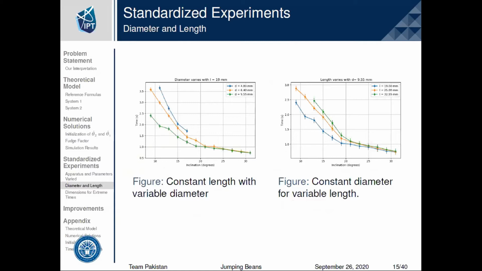If you go to this slide, you can see that we have analyzed the length and diameter of the capsules with the inclination and the time. In the first graph, you can see that for a constant length, the diameter is inversely proportional to time. So if you change the diameter, the plot slightly shifts. And if you see the right plot, for a constant diameter, the length is directly proportional to time. So this sort of suggests that there is a linear relation between them.